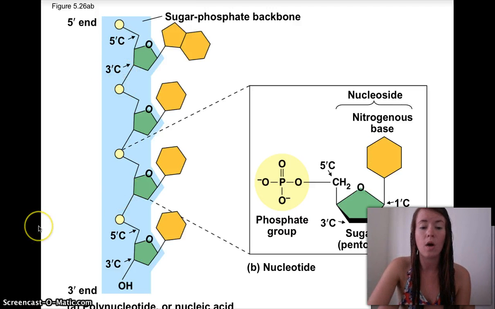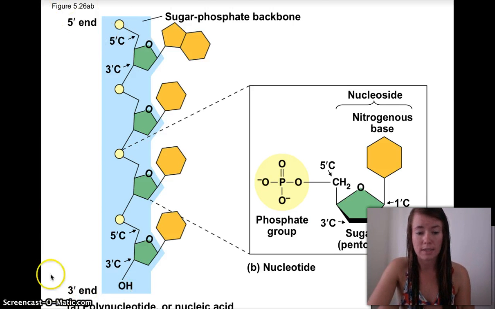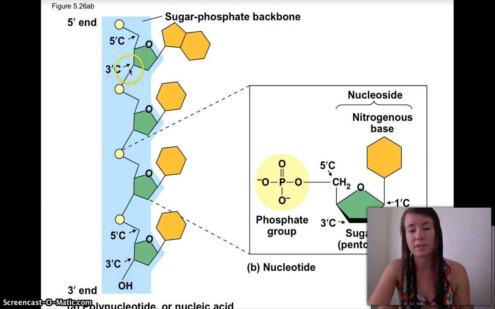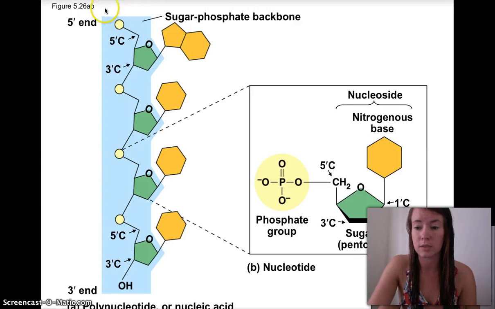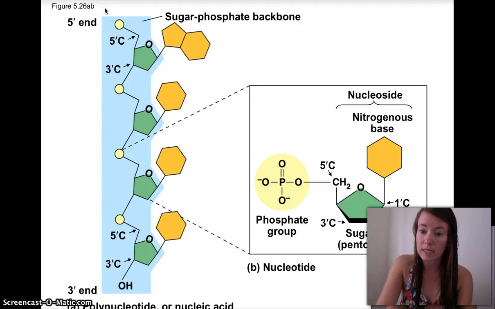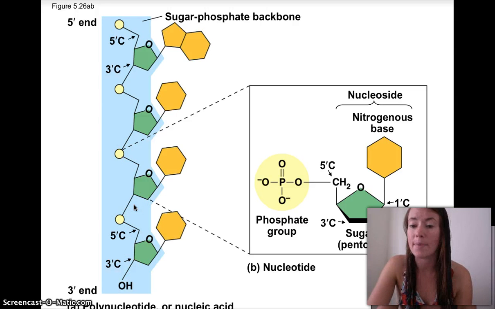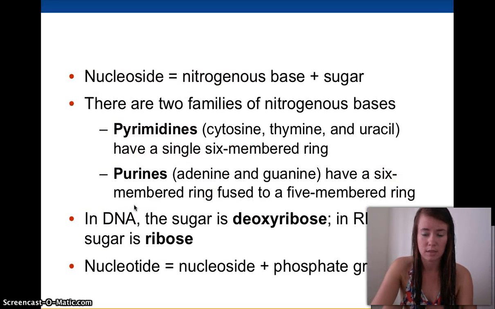So we will always talk about nucleic acids, and we'll talk about the 3' end and the 5' end. Down here is the 3' end because the 3' carbon is closer to us. Up here is the 5' end because the 5' carbon is closer. When we talk about DNA replication in a couple chapters, that will be very important. But for now, just know that it goes phosphate to 3' carbon, and that happens by a phosphodiester bond.